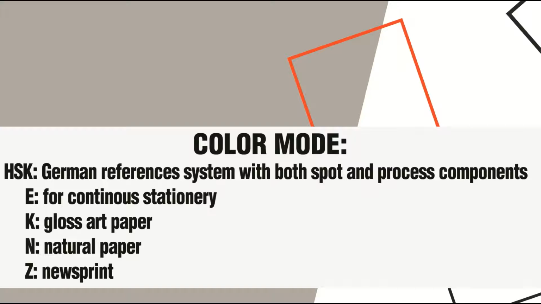HKS is a German reference system, and it has both spot and process components available to you in Illustrator and InDesign. And you'll notice that there's HKS E, K, N, and Z, and for each one of those there are two components: spot and process. So, the E is for continuous stationery. The K is for gloss art paper. The N is for natural paper, meaning sort of standard stock, and then Z is for newsprint. So, what this implies is that the recipes are a little bit different, in order to get better rendition on these different kinds of paper.